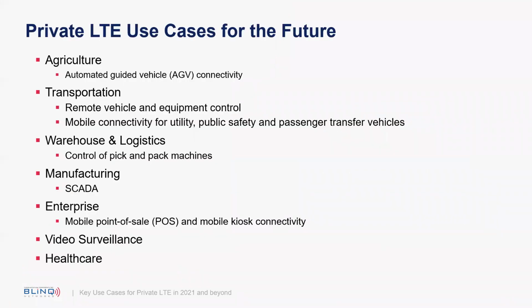So here, we talked about 5 big use cases that we're really seeing now, but here are some other private LTE use cases for the future that you're going to probably be seeing more frequently, and some actually, like with agriculture, we're seeing already today. So agriculture really is one that we are seeing utilize private LTE already, with automated guided vehicle connectivity.